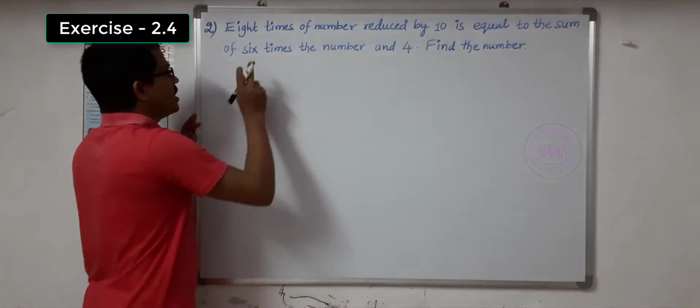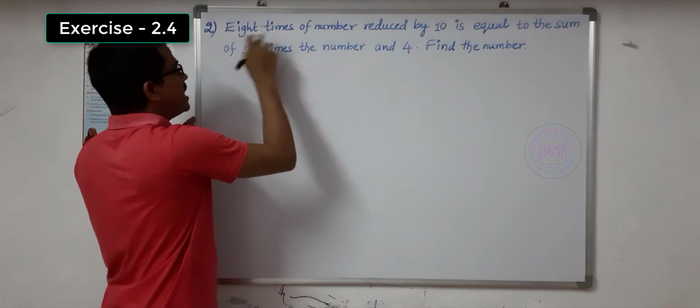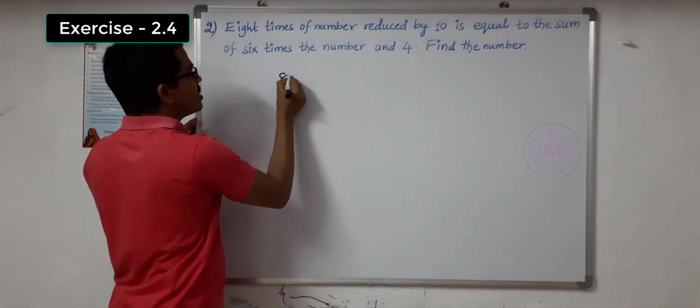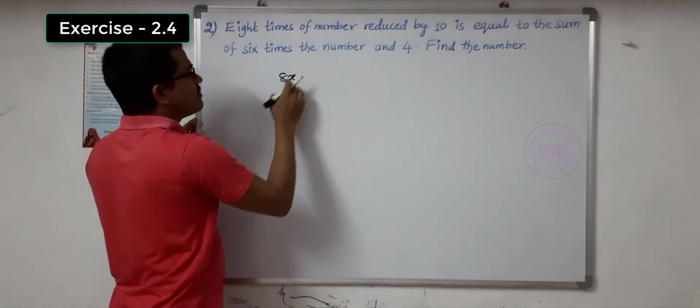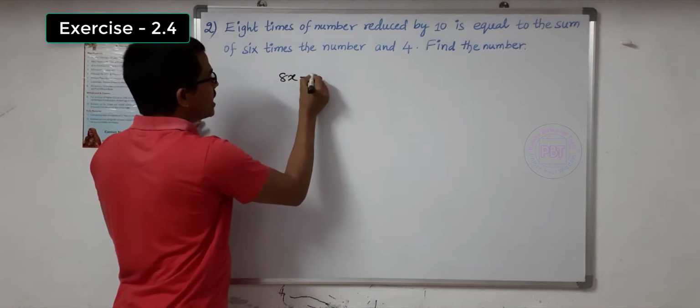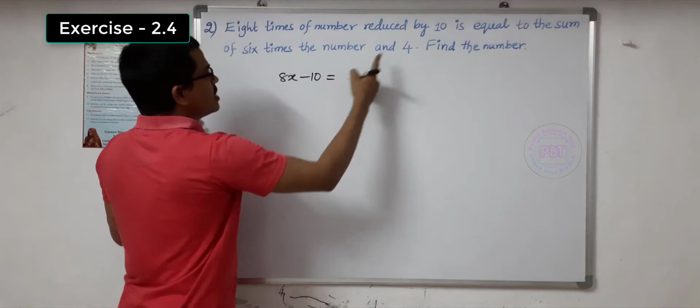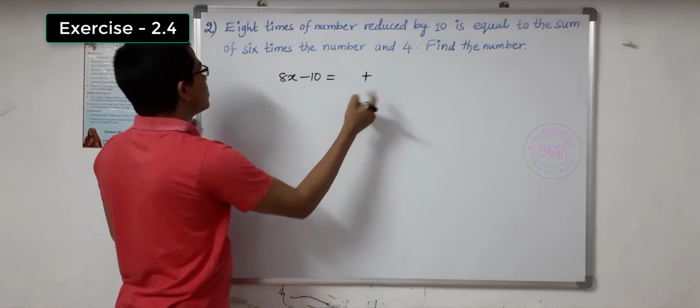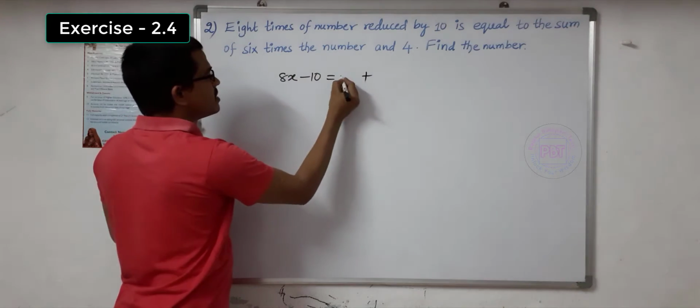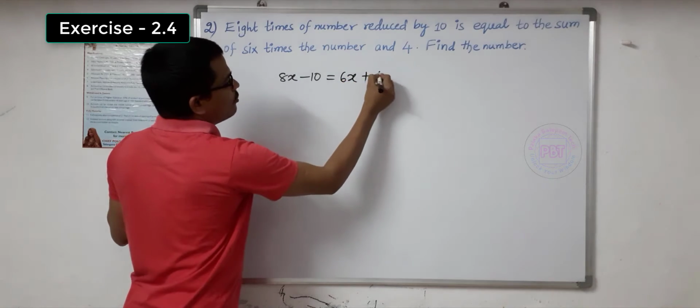If you observe here, the number I am considering as x, 8 times the number is 8x. And it is reduced by 10 is equal to the sum of 6 times the number and 4. 6 times the number is 6x, and 4.